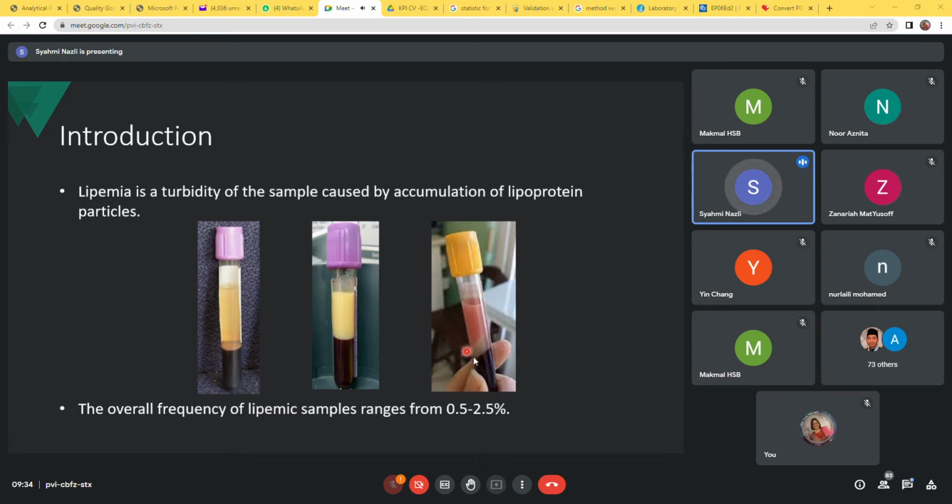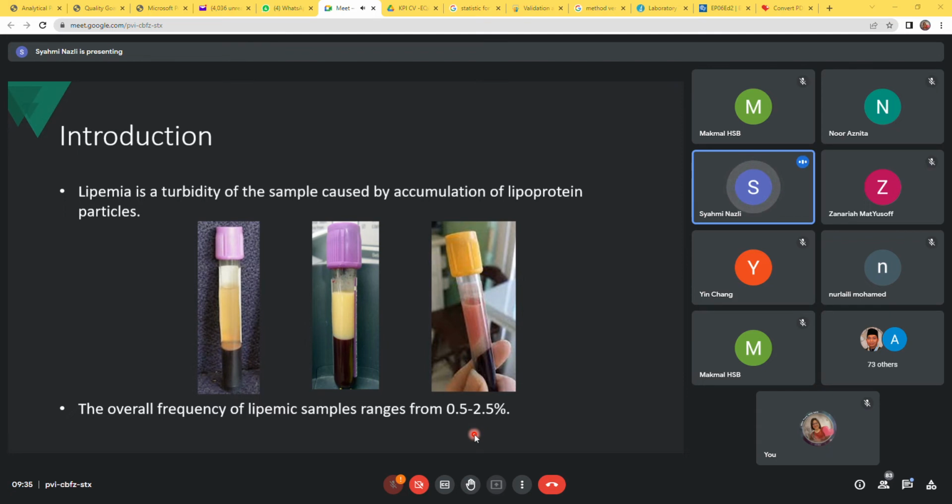So bear in mind, the Lipaemic samples can aggravate hemolysis. That's why you can see a pinkish, whitish plasma like in these figures. So overall frequency of these Lipaemic samples ranges from 0.5 to 2.5% only. So it's a low prevalence, but the effect of this Lipaemic sample is actually sometimes catastrophic.